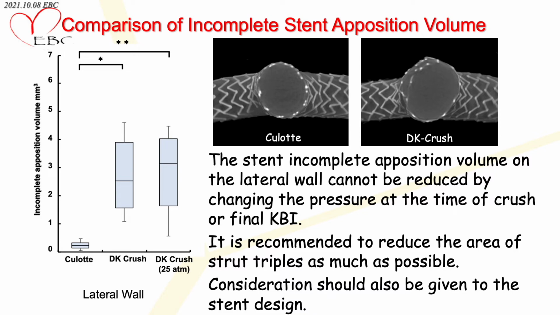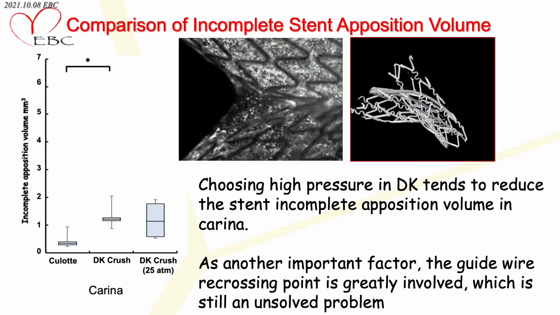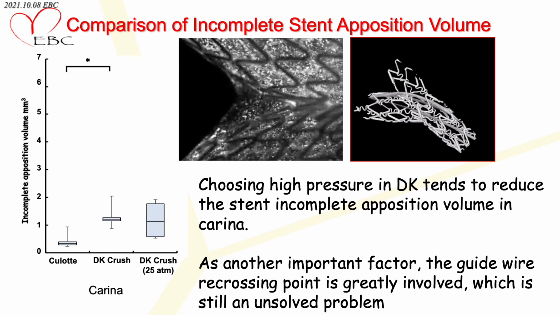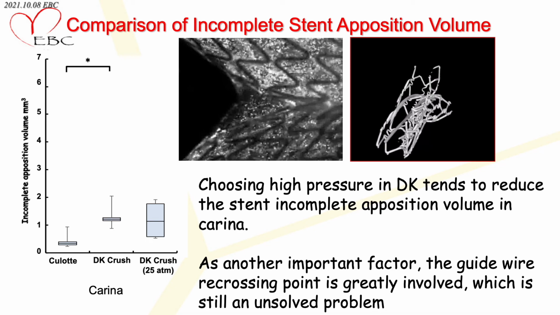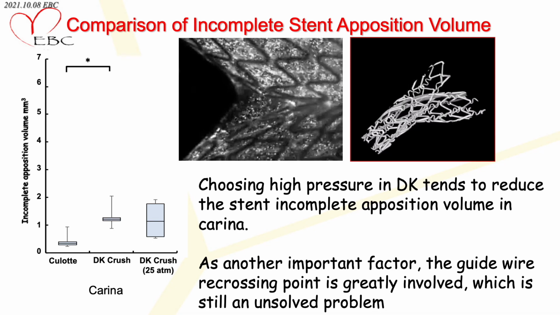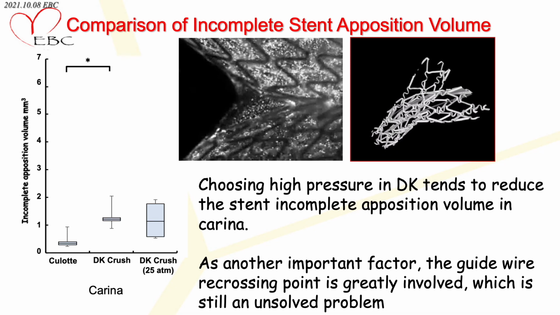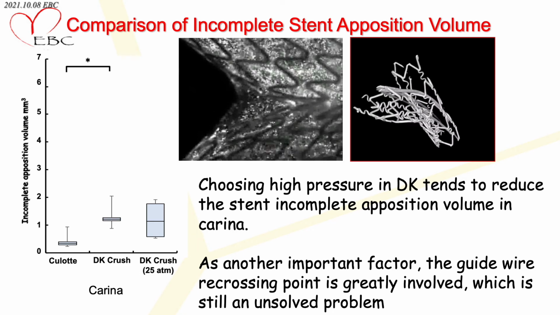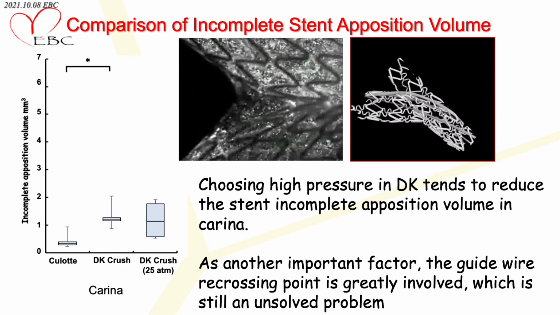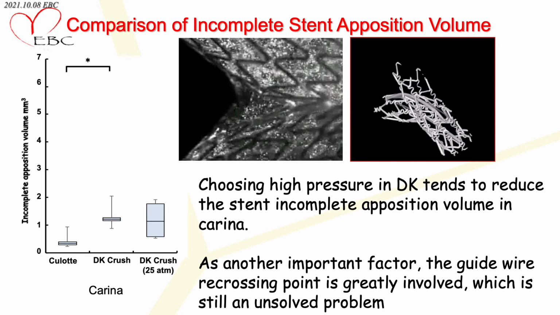Consideration should also be given to the stent design. Choosing high pressure tends to reduce the stent incomplete apposition volume in the carina. As another important factor, the guide wire recrossing point is greatly involved, which is still an unsolved problem.